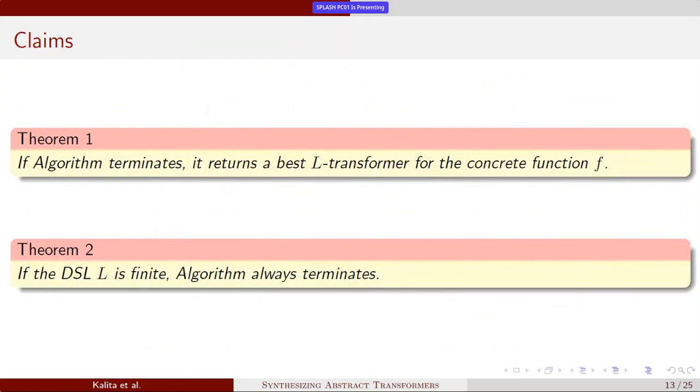Now, what are the claims we made in our paper? First theorem: we say that if our algorithm terminates, it returns the best L transformer for the concrete function f. Now, in the second claim, we say that if the DSL L is finite, the algorithm always terminates. So what you can say is, if the DSL L is finite, we get the best L transformer for concrete function f.